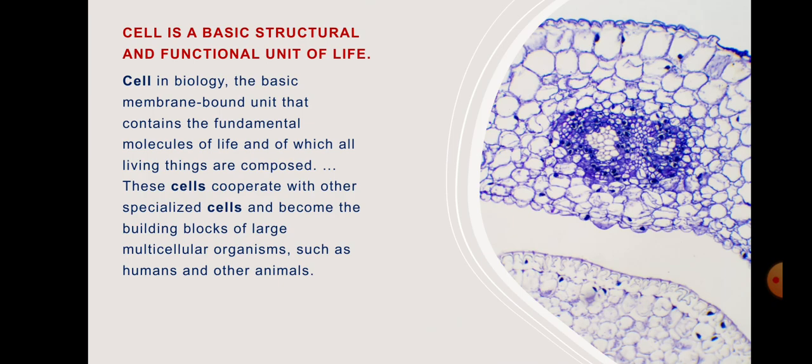Cell is a basic structural and functional unit of life, children. Cell is, in biology, the basic membrane-bound unit that contains the fundamental molecules of life and of which all living things are composed. These cells cooperate with other specialized cells and become the building blocks of large multicellular organisms such as humans and other animals. So each and every cell is unique. They are structurally different and functionally different, and it is a building block of our body.